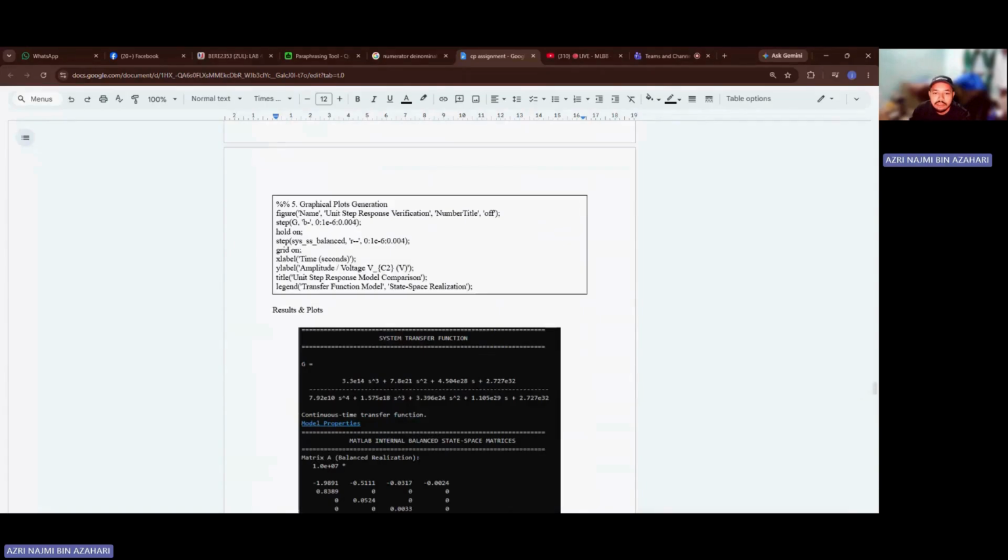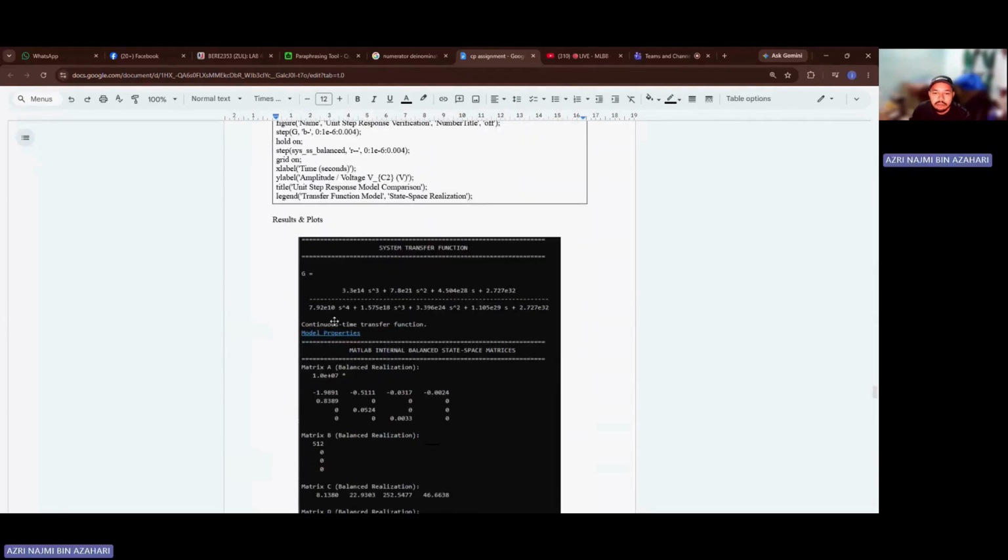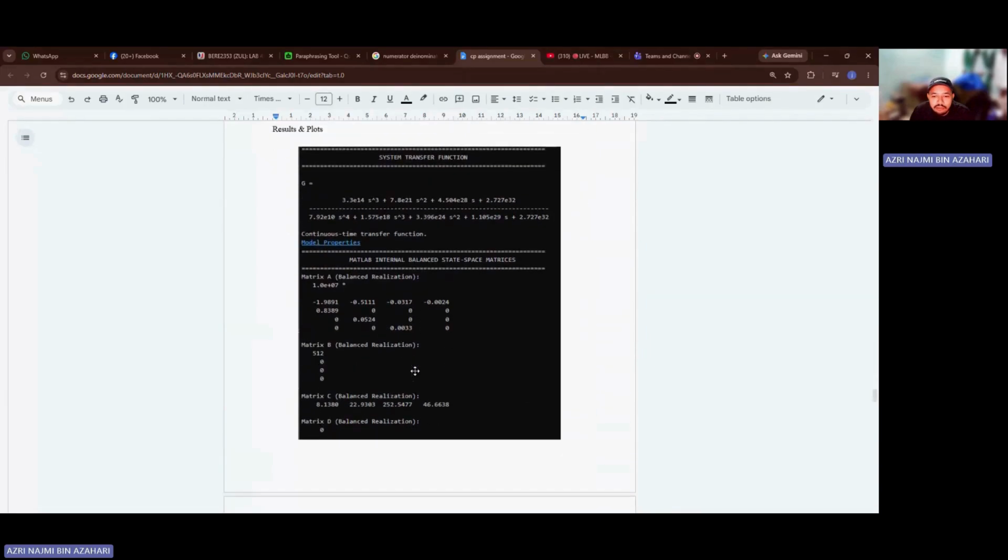So this is the result and plot, which you can see in this image. Up top, MATLAB printed out our continuous time transfer function G, a third order numerator over a fourth order denominator with some massive coefficients in scientific notation, which perfectly captures our circuit's frequency domain behavior.